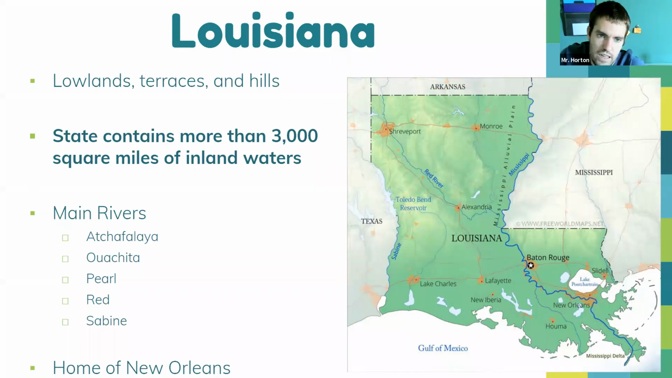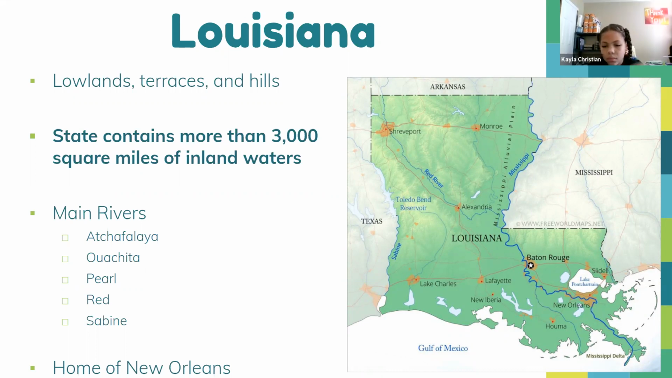And there's a lot of lowlands, terraces, and hills in Louisiana. Louisiana is very low to the ground, with low sea level elevation. And then there's a few major rivers like the Pearl, the Red River, and the Alchita River.